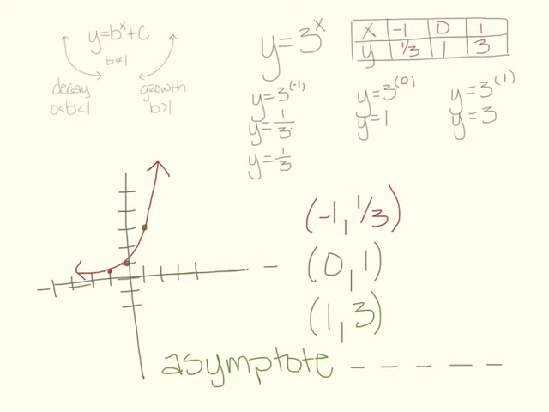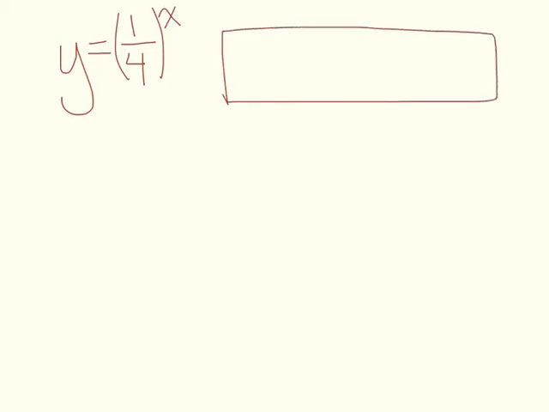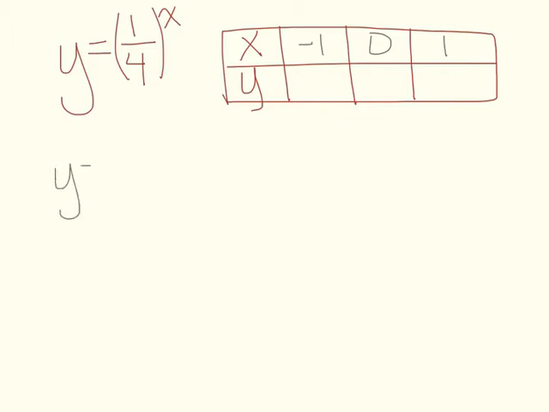All right. Let's take a look at an example of a decay curve. So if we had y equals 1/4 to the x, again we could generate our table. And again we would pick those same x values, and I would work the problem 3 times, one for each x value.